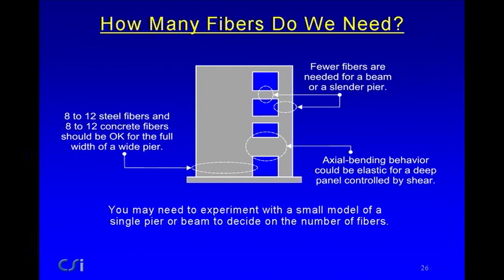And often, I think beam elements may be better for modeling beams than wall elements. Okay, if we're using fiber cross-sections, how many fibers do we need? I think there's a tendency here for people to think, well, more is better. Well, more is more expensive. It's not necessarily that much better. You don't really need huge numbers of fibers.